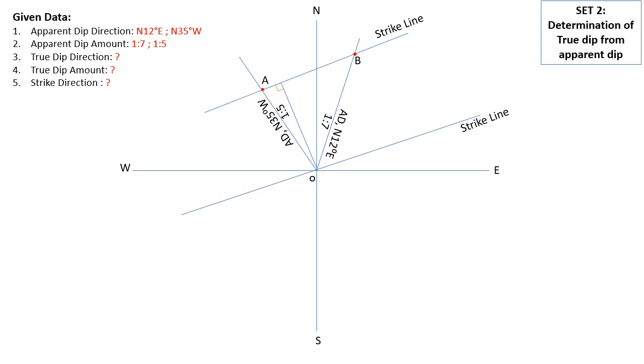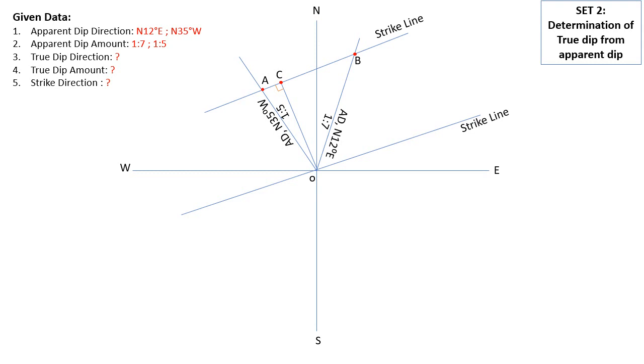With the help of a set square you can draw the perpendicular line to the strike, or you can even use the scale. If you coincide the scale with the strike line and just move it until it passes through O, you will get the true dip or perpendicular direction. Okay, perpendicular line. So this is the required answer. We will name it as C.